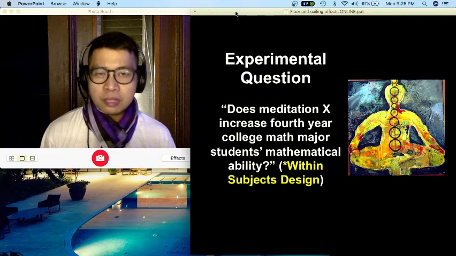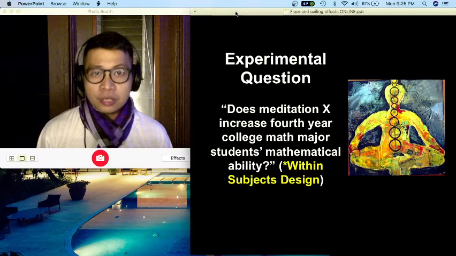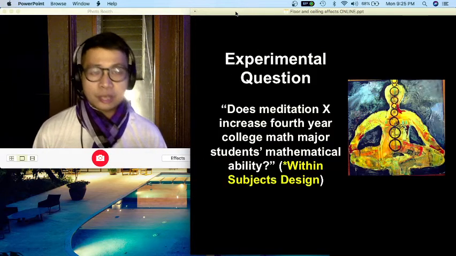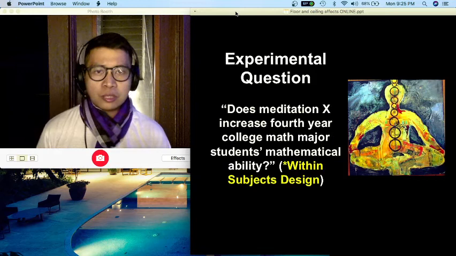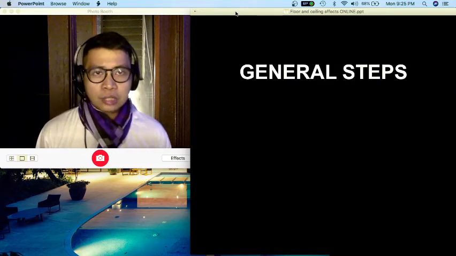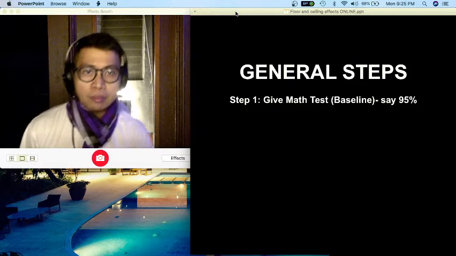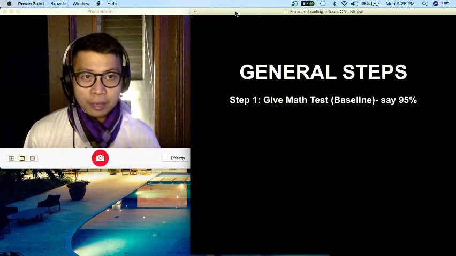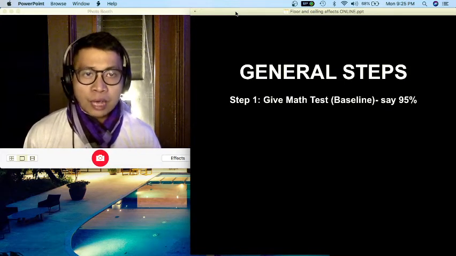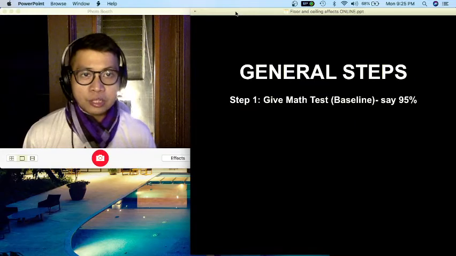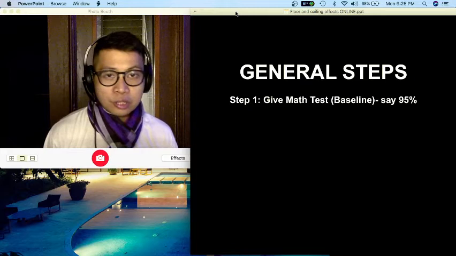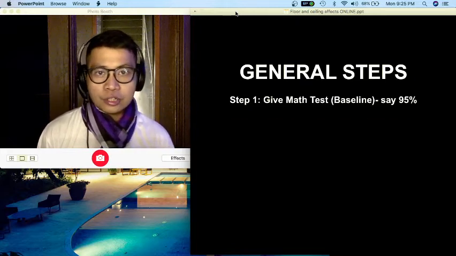major students' mathematical ability? And let's say, according to the case na binigay ko kanina, sinabi naman dito that you are going to use a within subjects design. So if you are going to run this experiment using within subjects design, more or less, ito ang magiging steps mo dyan. Step 1, bibigyan mo ng math test, and that's to get the baseline score, di ba? Now, let's say that the overall average of students' performance in this test is 95%. So, kunin mo yung mga performances ng mga estudyante na kumuha ng test na ito, ang average is 95%.